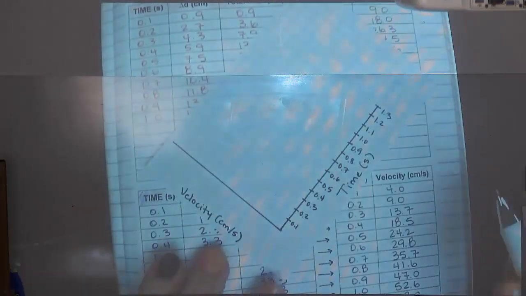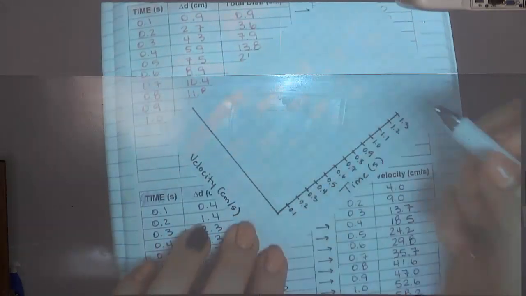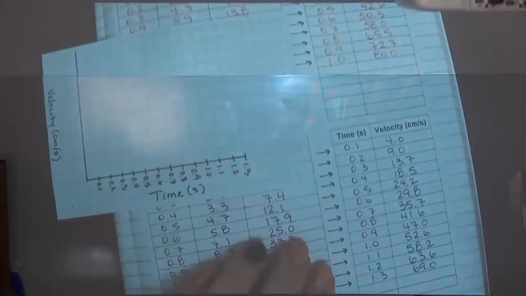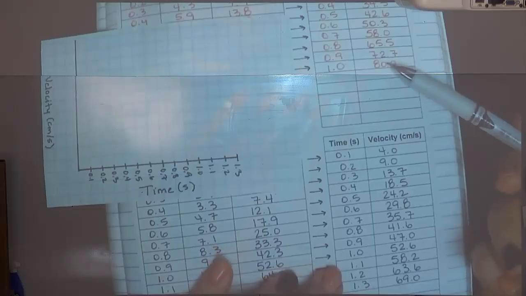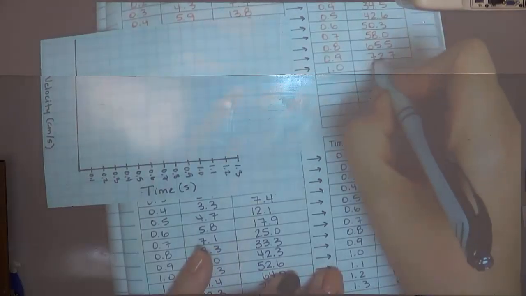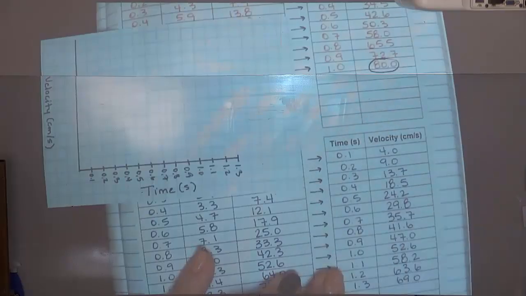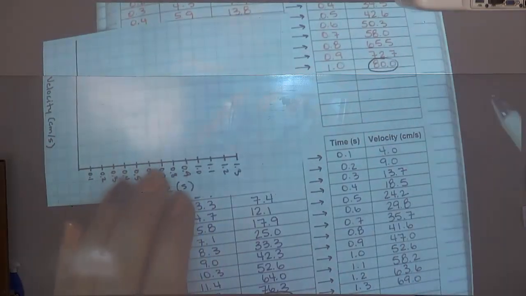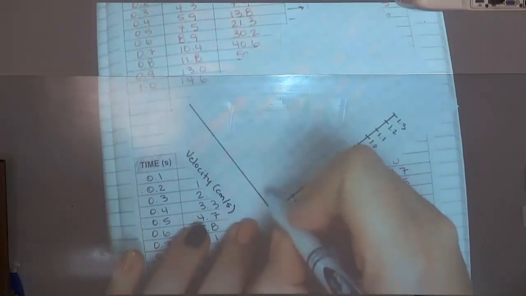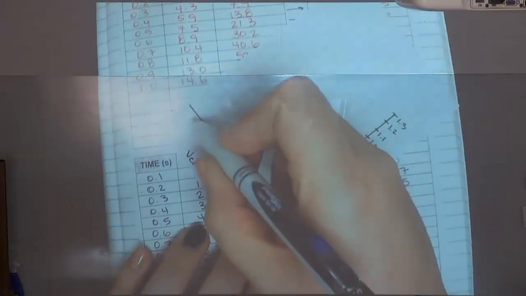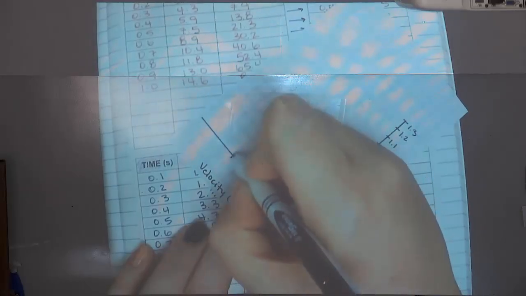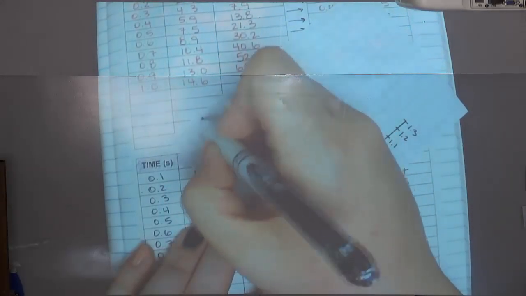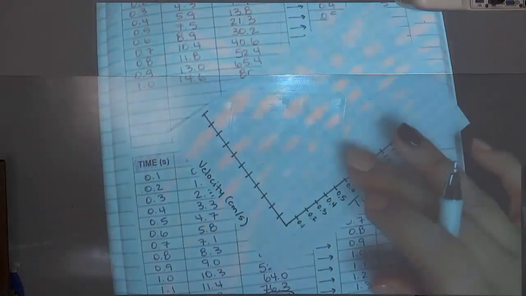Now we're going to scale it. So remember how to scale. Look at your velocities. Find the highest velocity out of either column. In this case, for me, it's going to be 80.0. Yours will probably be different. Go ahead and circle that so you remember which number you're working with. Then you're going to count how many lines you have available on your y-axis. I have 1, 2, 3, 4, 5, 6, 7, 8, 9, 10, 11. I only have 11 on this graph.